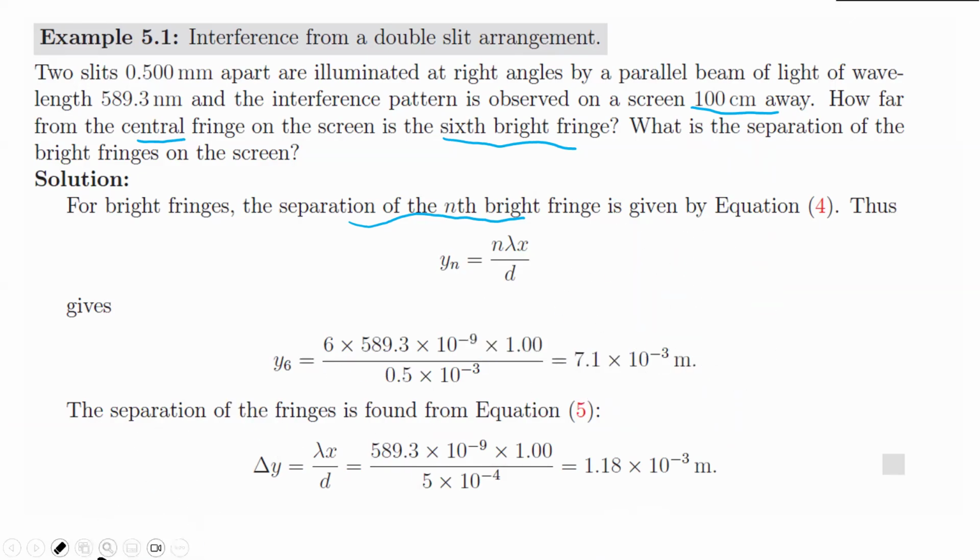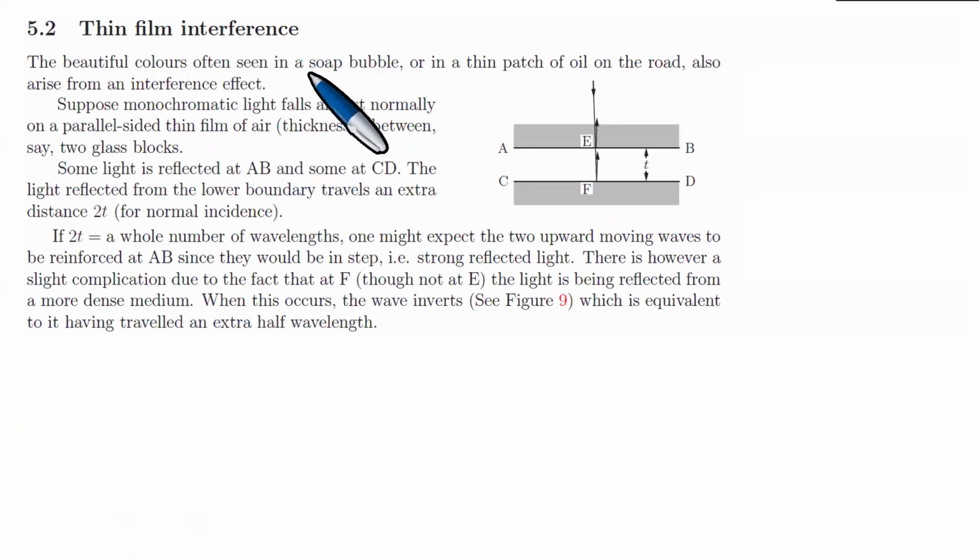We have the following: thin film interference. The beautiful colors often seen in a soap bubble or in a thin patch of oil on the road. Let us discuss thin film interference. These beautiful colors also arise from an interference effect.